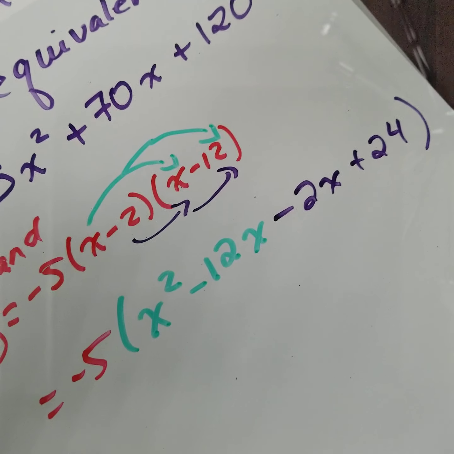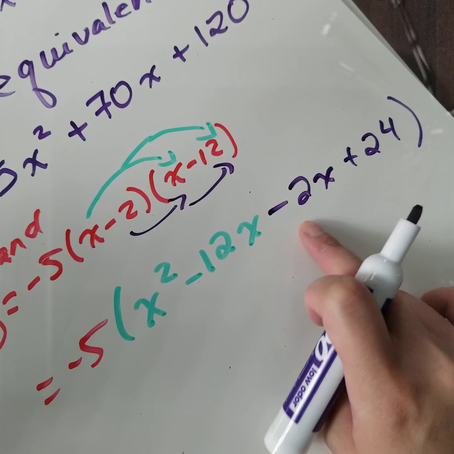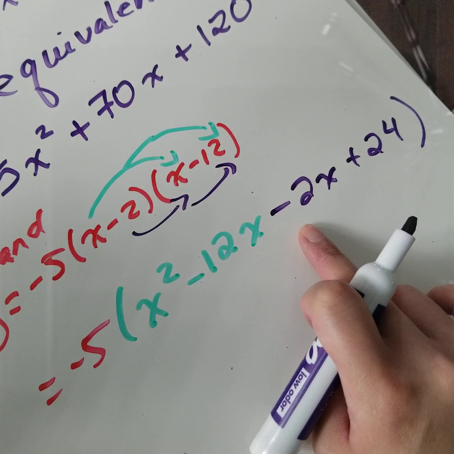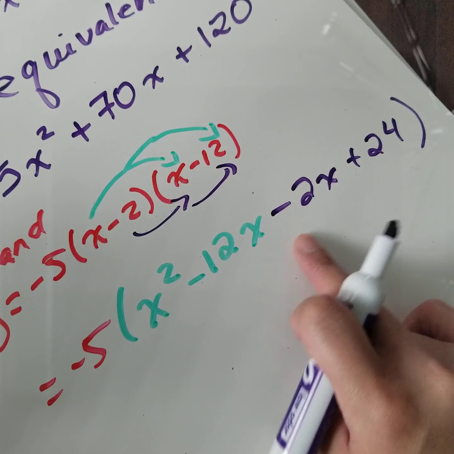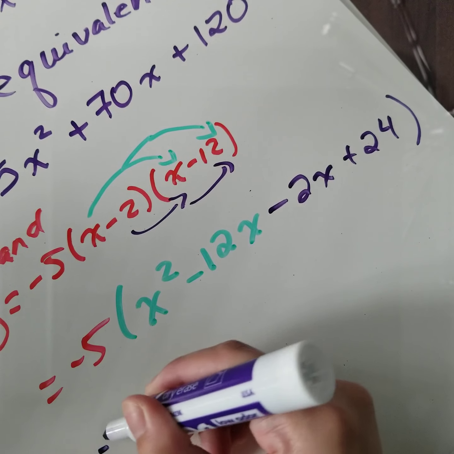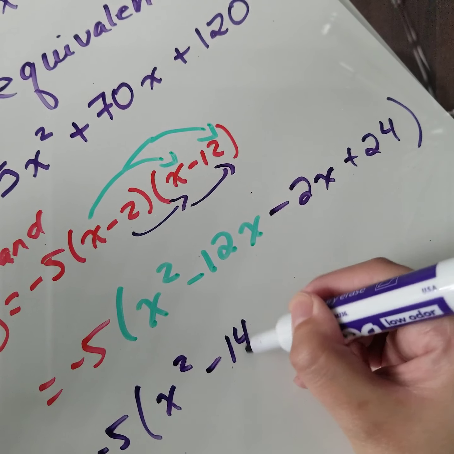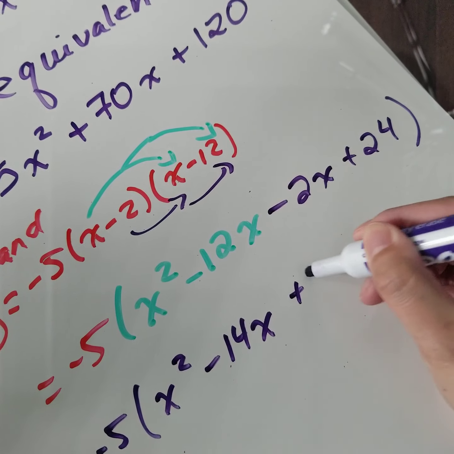So in this bracket, I want to simplify the like terms first. The only like terms that I see are these two in the middle. So they both have linear terms. And if I add these two terms here, I'm going to have -5(x squared, -14x, plus 24).